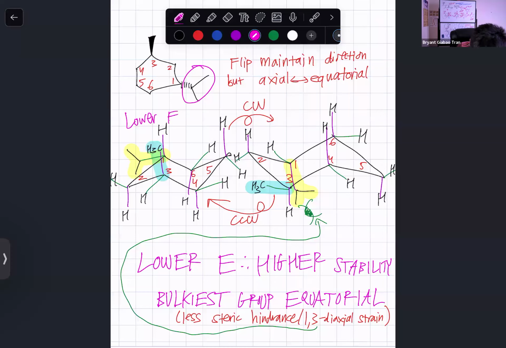Lower energy, more stability, less 1,3 diaxial strain.